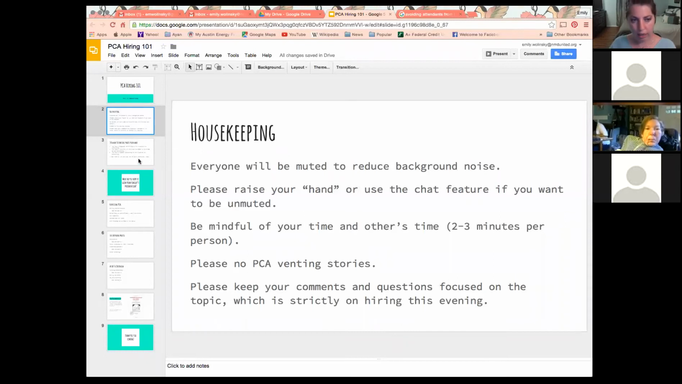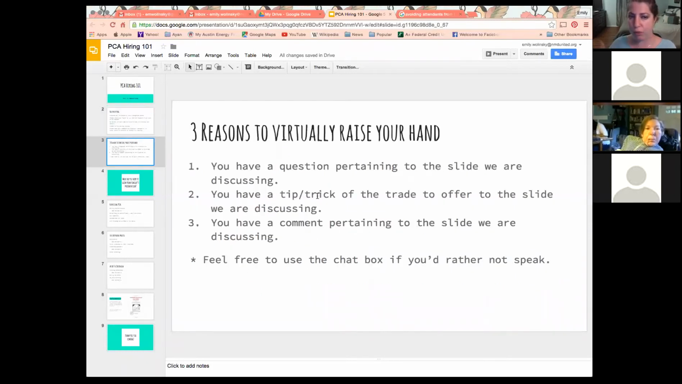The next thing is there's 3 reasons to virtually raise your hand. Number 1, you have a question pertaining to the slide we are discussing. You have a tip and trick of the trade to offer to the slide we are discussing. You have a comment pertaining to it, so it may not be a tip or a trick, and it may not be a question. You just want to say something, and it has something to do with what we're talking about. Raise your hand. And feel free to use the chat box if you'd rather not speak. I'm going to try to monitor the chat box and make sure that all is well and good with that.